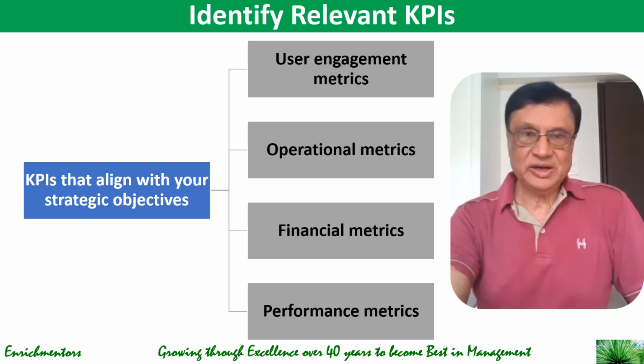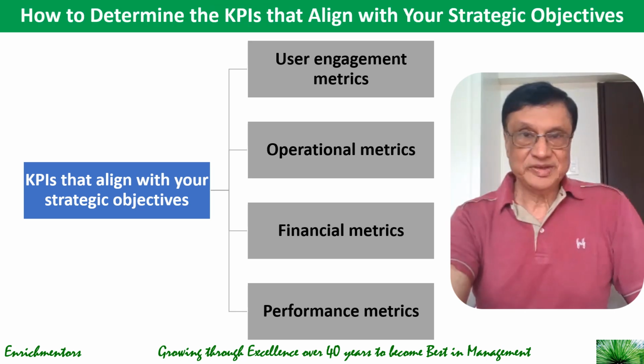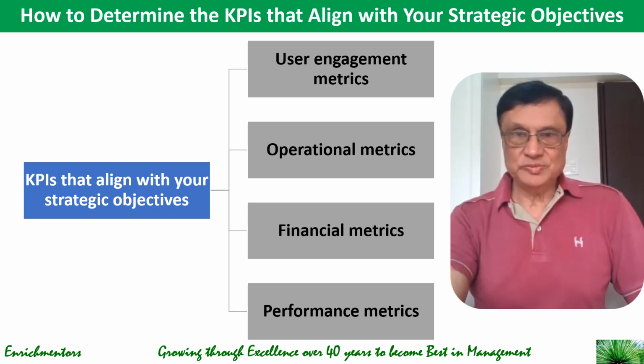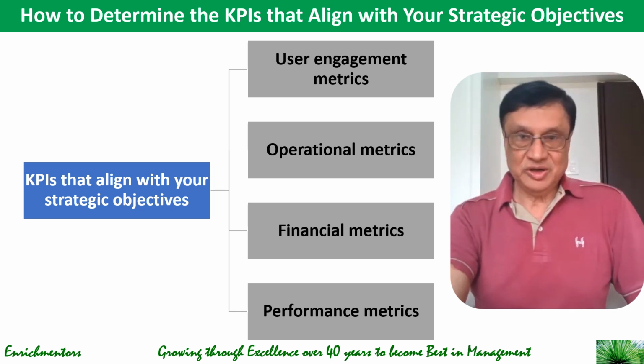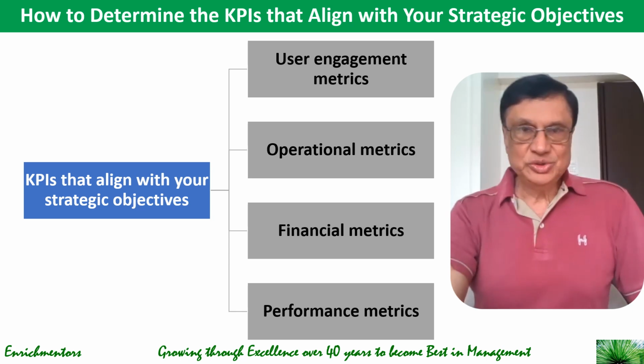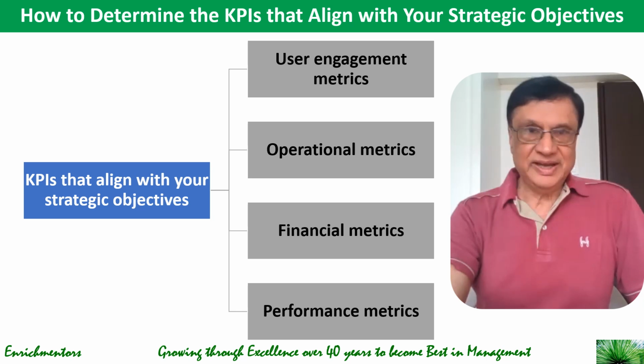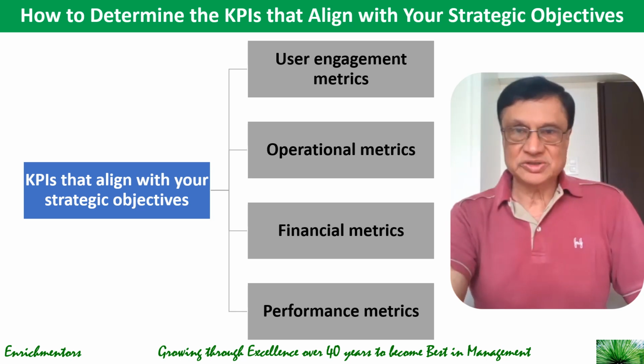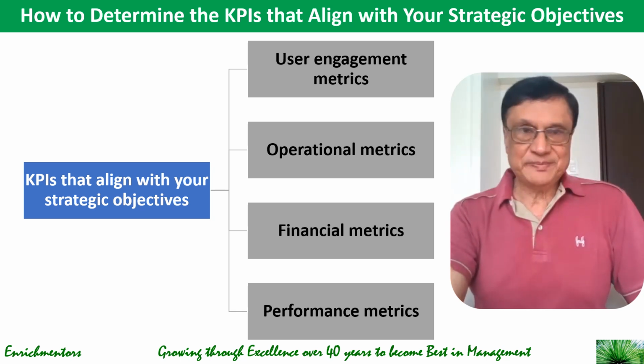So, let's take a look at how to determine these KPIs. How do you think you can determine these KPIs that align with your strategic objective? And we talked about four categories of them here. So how would you determine this as a process? This requires you to take a structured approach, and that can help you identify the metrics that, when you track them, will measure progress against your business goals. So let's take a look at the step-by-step approach to determine these KPIs.